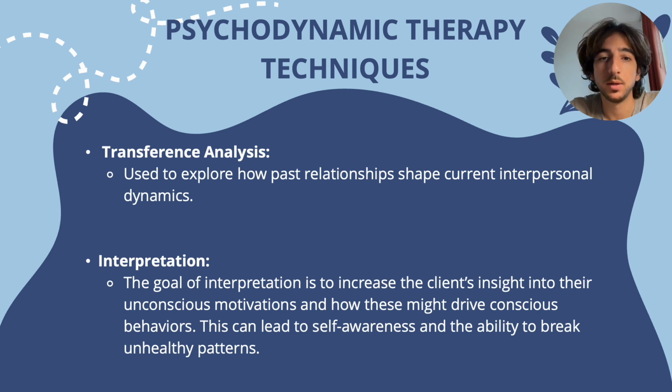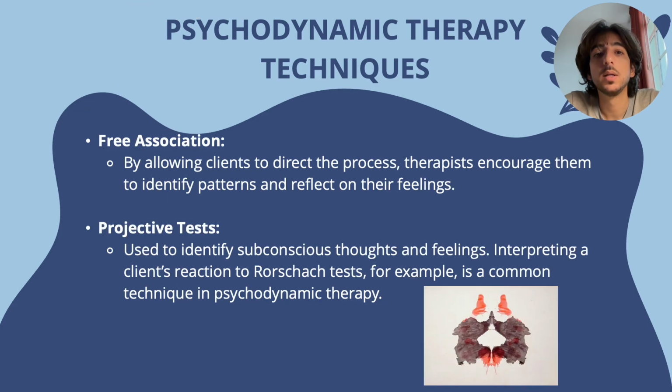Then we have interpretation, which is a core psychodynamic technique, where the therapist offers observations to help the client understand deeper meanings behind their thoughts, emotions, or behaviors. By highlighting patterns, the therapist connects the client's present experiences to unconscious conflicts or past events. Psychodynamic therapy also uses free association. By allowing clients to direct the process, therapists encourage them to identify patterns and reflect on their feelings.